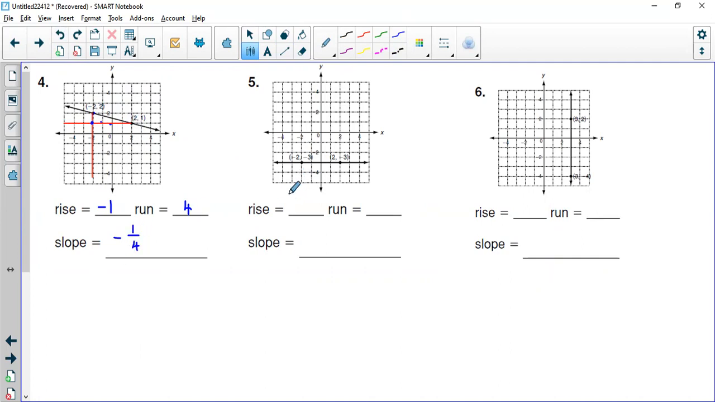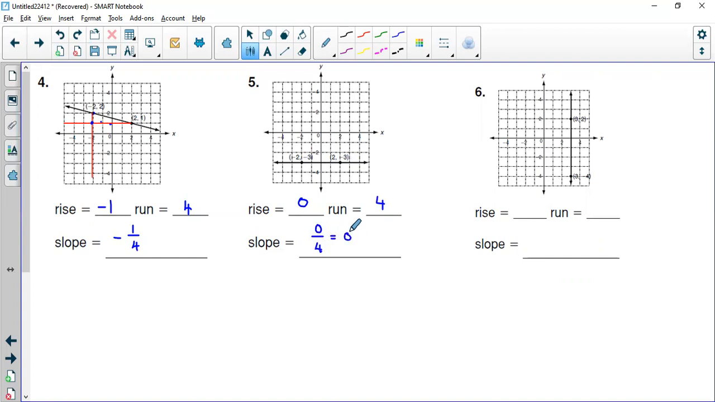Right? Now here, the rise. Is there any rise for this line? There is no rise. So the rise is going to be 0 because there is no going up or coming down. So there is nothing. But how about the run? We have 1, 2, 3, 4, which is 4. So the slope is going to be 0 over 4, which is going to give you a 0.